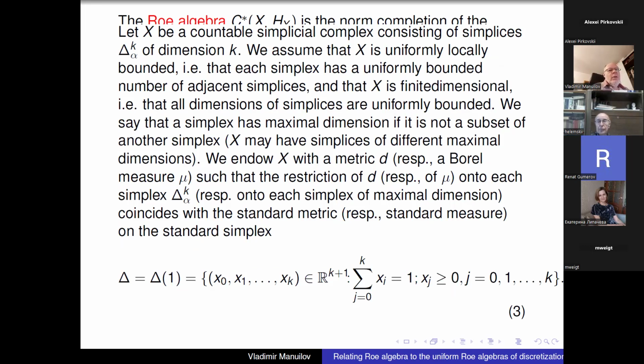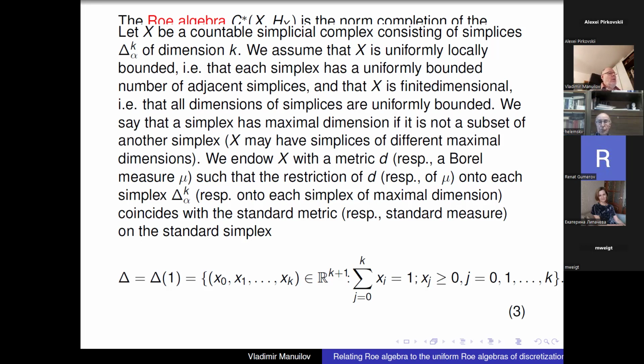Okay, so let X be such a simplicial space. We shall put several restrictions. For example, we want this space to be uniformly locally bounded, which means that each simplex has not too many adjacent simplices. The number of adjacent simplices is uniformly bounded, and also the dimension of simplices is uniformly bounded.